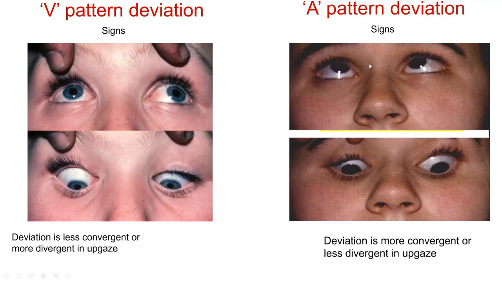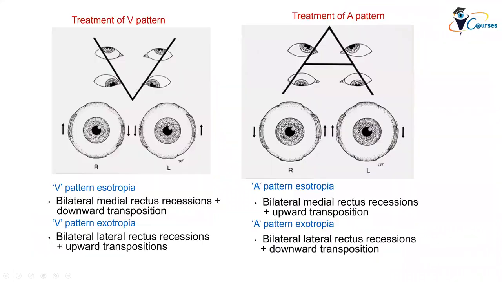The reverse is the A pattern. The A pattern is when the deviation is more convergent in up gaze and more divergent in down gaze. So when you draw the pattern of the eye movement, it will draw the letter A. Usually the V pattern is due to inferior oblique overaction, and the A pattern is caused by superior oblique overaction. So how can we manage? How do we treat the V pattern and how do we treat the A pattern? And for those who are applying for the advanced ICO exam, this question appeared in this exam particularly.